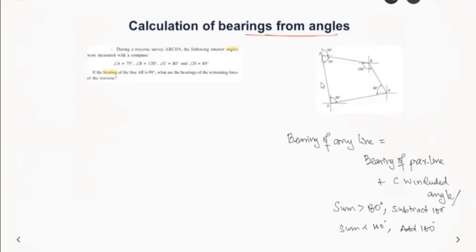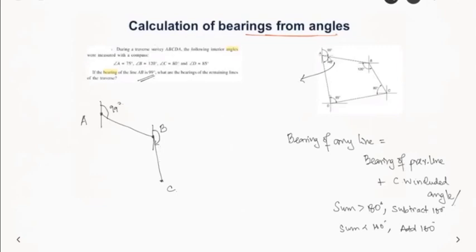Here they have given the forebearing of AB, that is 99 degrees, and also they have given angle A, angle B, angle C and angle D. Now we have to find out the forebearing of the other lines. I'll just draw the zoomed out version of AB. So you have A here, then you have B, then you have C here. This is 99 degrees, the forebearing of AB, and we want to find out the forebearing of BC. So this we have to find out.